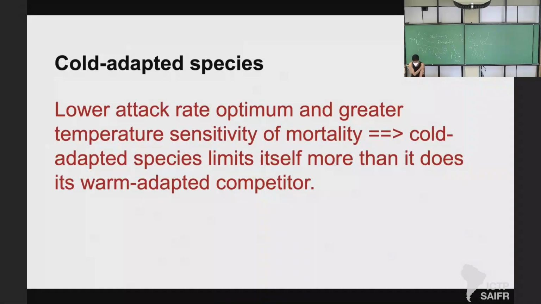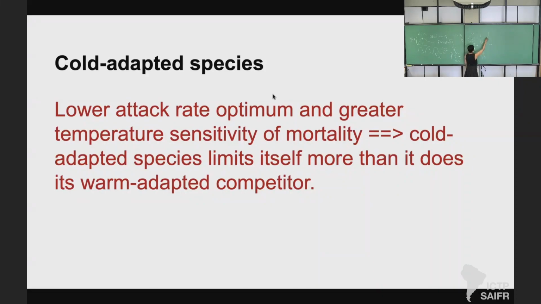Now, a lower attack rate optimum and a greater temperature sensitivity of mortality then work on the other side, right? On the cold spectrum, that means it is going to limit. So these same traits that make its impact less strong on its competitor will help it during its own favorable period to exert stronger competitive effects on the conspecifics, individuals of other species, right?